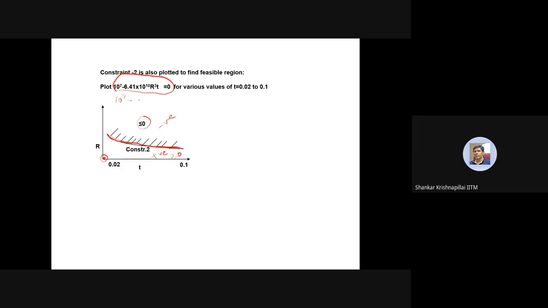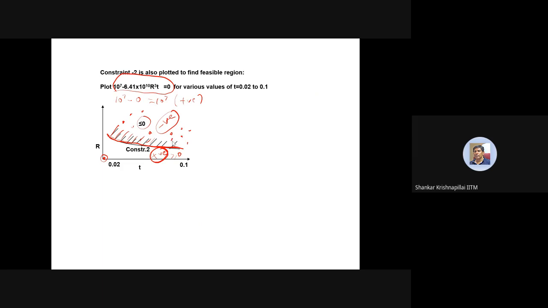10 raised to 7 minus 0 is equal to 10 raised to 7, which will be positive. So this is the positive side, and automatically the other side becomes negative. We want this side only, so all values of r and t on this side are acceptable for us.